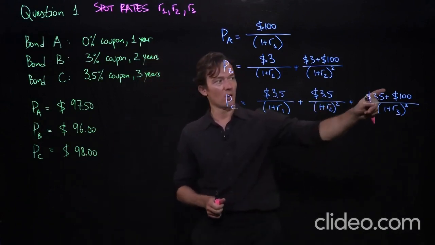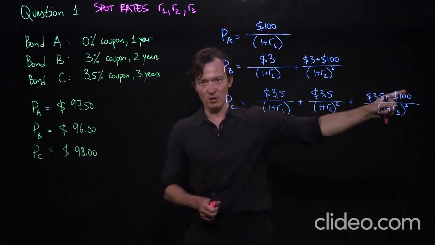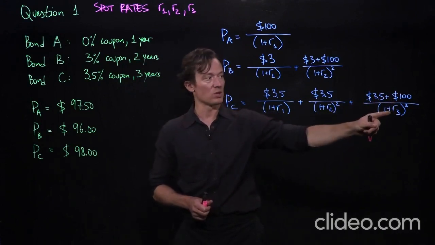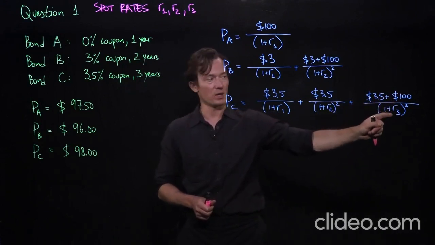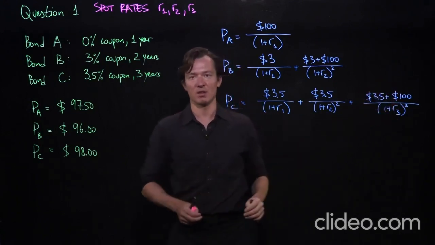And finally, we get our last coupon at the end of year 3. We get face value of this bond as well at the end of year 3, and we're discounting it to present using R3 as the discount rate. And we're raising it to power 3 because this payment occurs at the end of year 3.